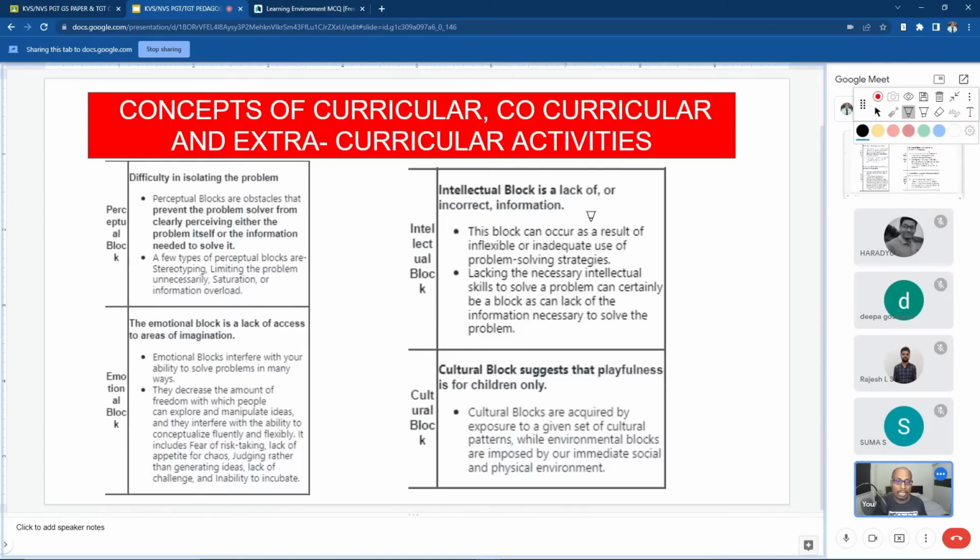This block can occur as a result of inflexible or inadequate use of problem solving strategies. Lacking the necessary intellectual skill to solve a problem can certainly be a block, as can lack of information necessary to solve the problem. So when you don't know information to solve a problem, that creates intellectual blockage. Then cultural blocks suggest that playfulness is for children only. So cultural blocks are acquired by exposure to a given set of cultural patterns, while environmental blocks are imposed by our immediate social and physical environment. So these are different blocks.